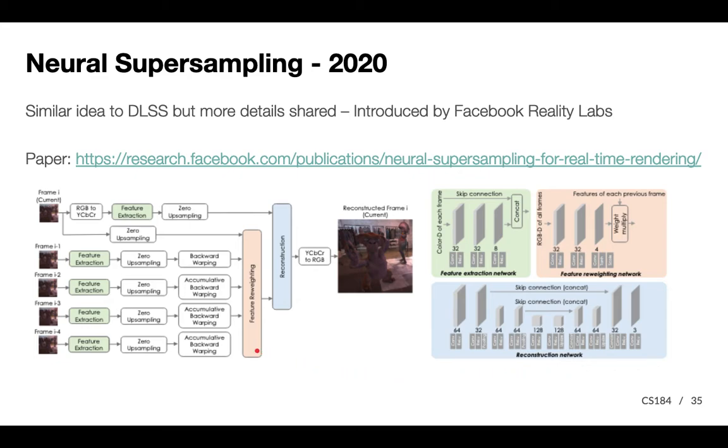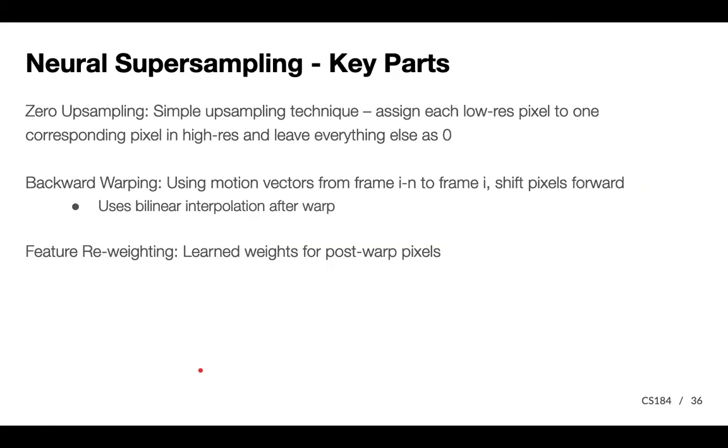But let's talk about what these things actually do. What do feature extraction, zero upsampling, and backward warping do? First of all, let's talk about zero upsampling. Zero upsampling is the simplest upsampling technique. A quick definition: upsampling is taking an image and taking it to a higher resolution space. So if I have a 4x4 image, I want to make it 8x8, or 16x16, and so on and so forth.